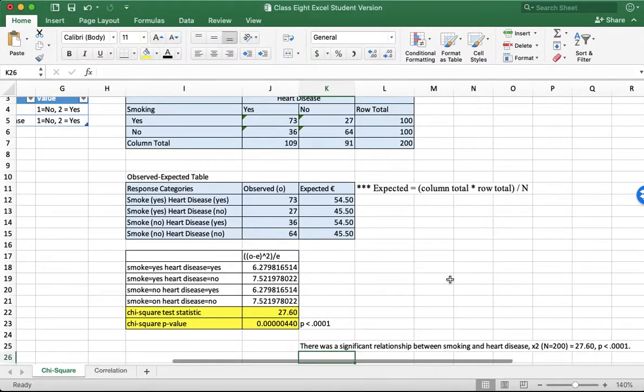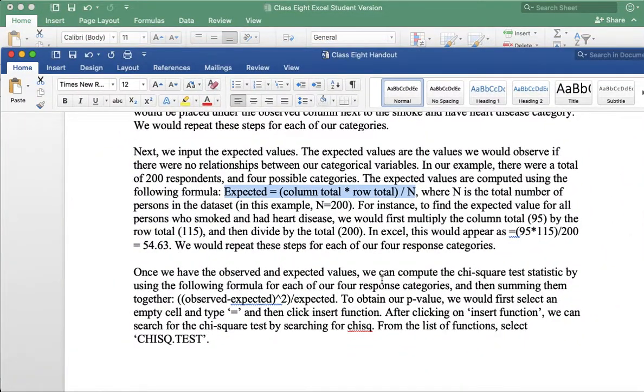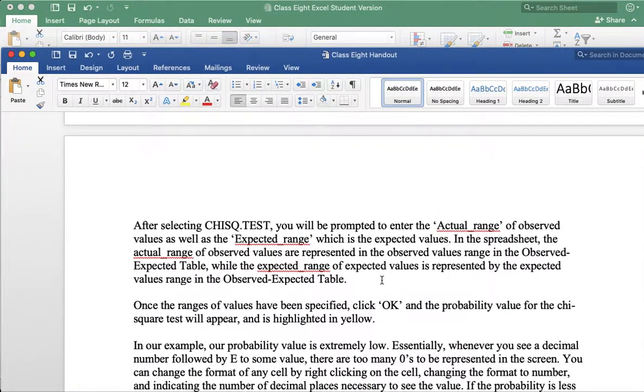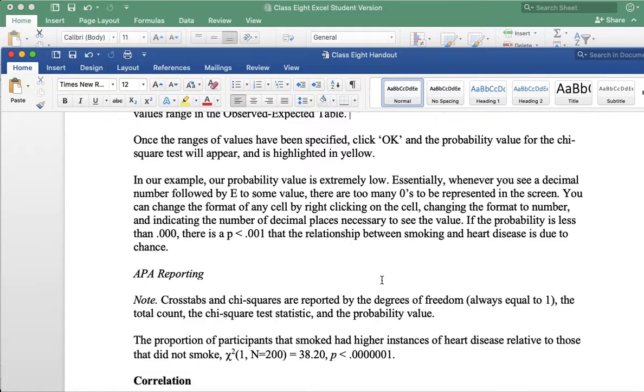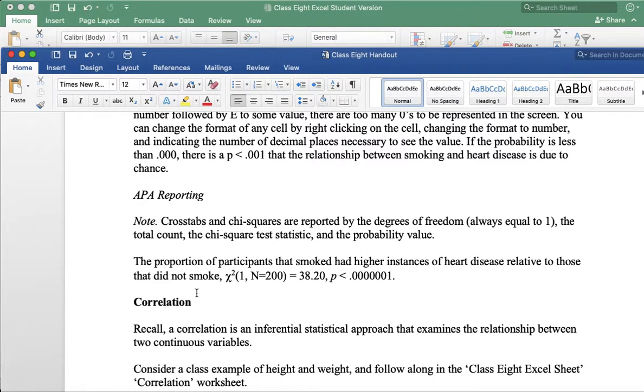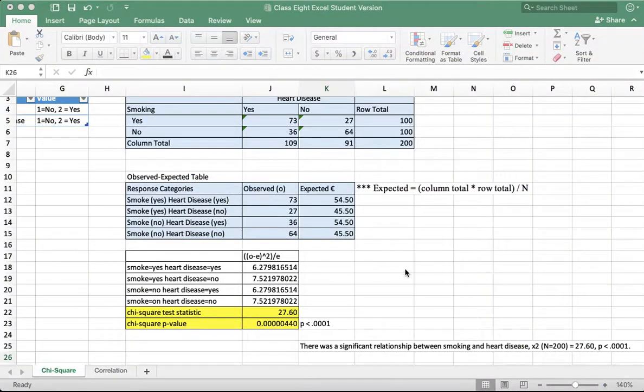Okay, and that about covers it for crosstabs and chi-squares. So definitely if you have any questions around these equations, be sure to refer to the Class 8 handout, which goes through all of these step by step and how to calculate these and how to report these in APA format. But then also feel free to reach out to me. I'm happy to answer any questions you have via email.